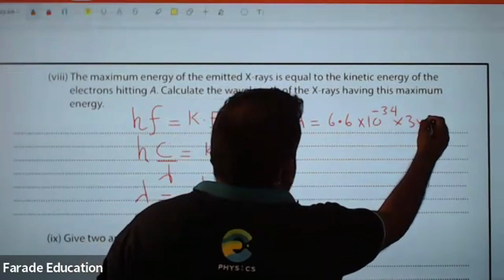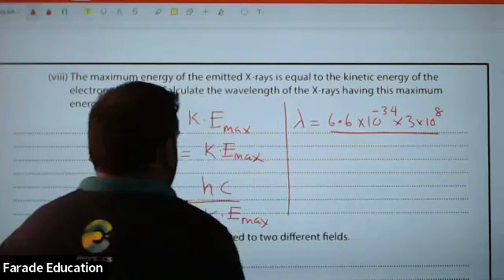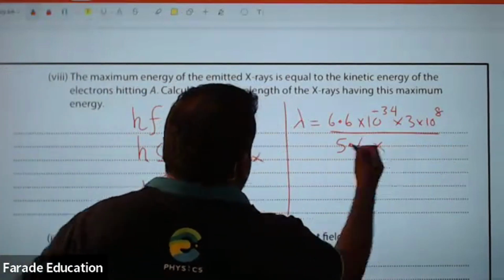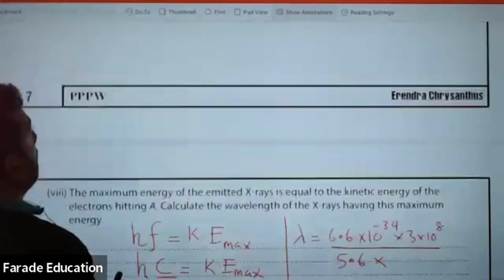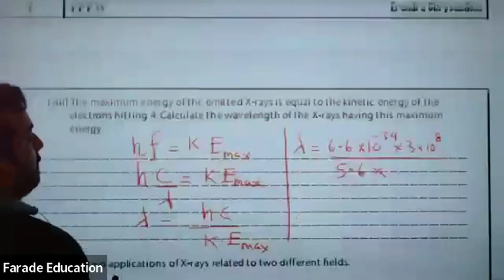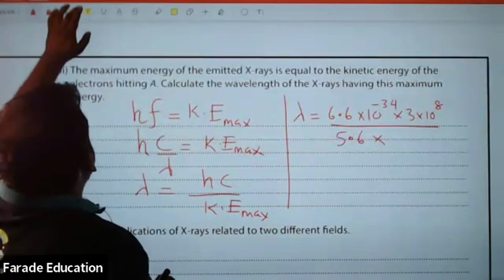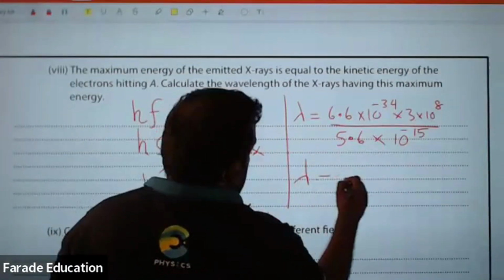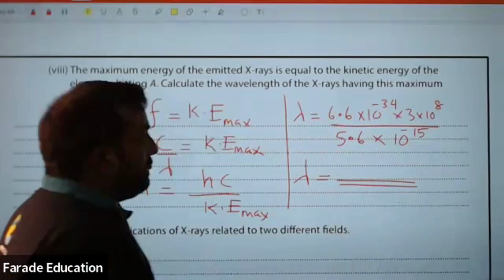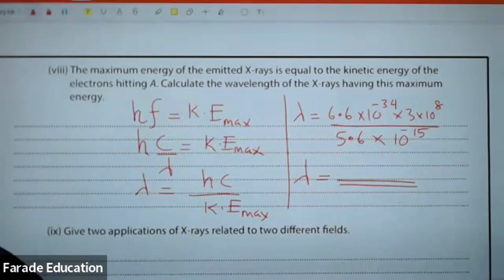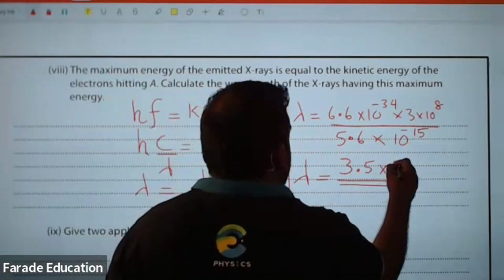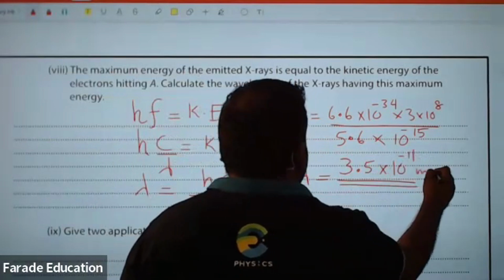Speed of light is 3 × 10^8. KE max is 5.6 × 10^-15. Lambda, the wavelength, you can find in meters: lambda is 3.5 × 10^-11 meters.